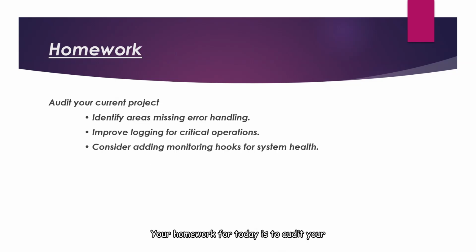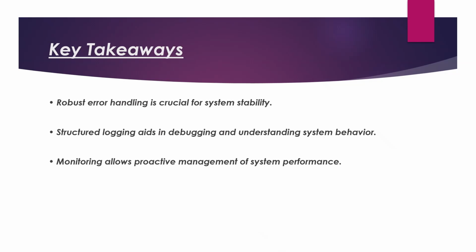Your homework for today is to audit your current project and identify areas where error handling could be improved. Look for places where exceptions are missing or generic exceptions are used and replace them with more specific ones. Additionally, improve your logging by adding more context to critical operations and ensure your logs are structured properly. Finally, consider adding monitoring hooks to track system health. This will help you proactively address any issues and improve the maintainability of your system.